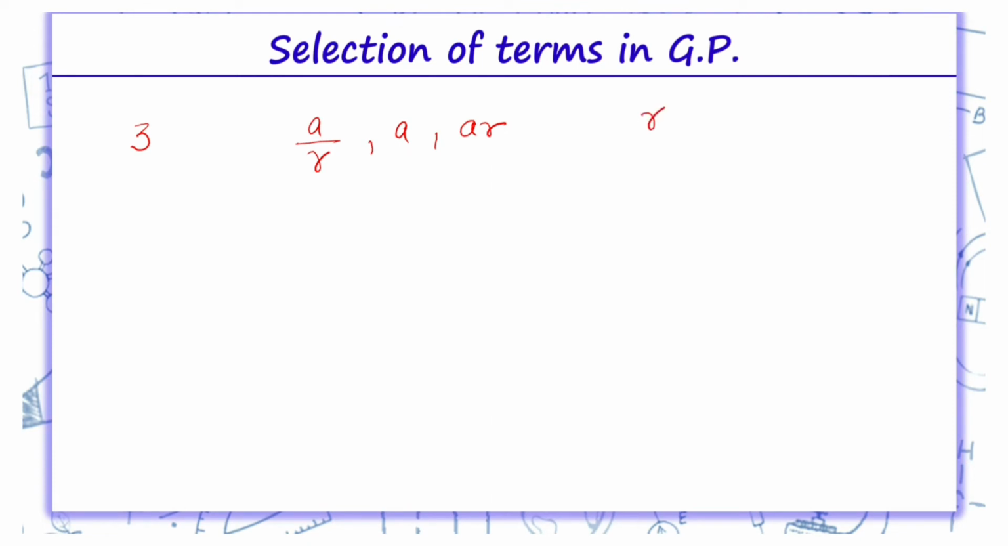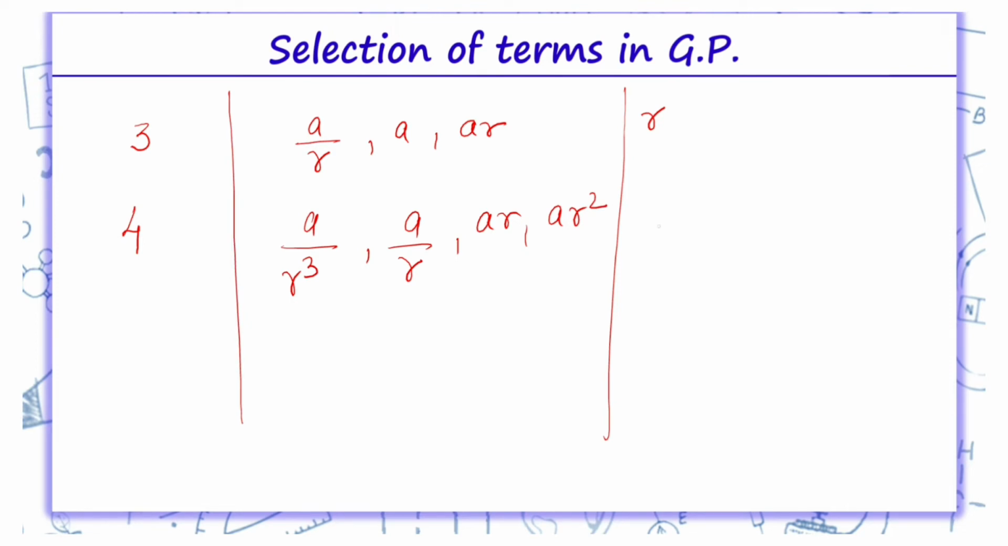Now if in the question we are asked to select 4 terms, it will become A by R cube, A by R, AR, AR cube. Similarly, as we did in arithmetic progression, the same way we have to select terms over here. So here the common ratio becomes R square.